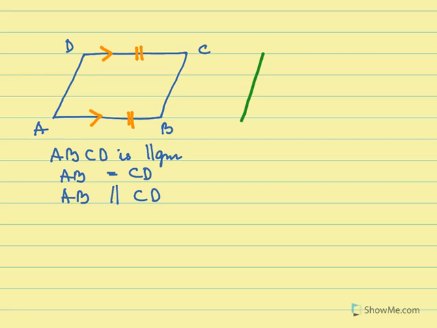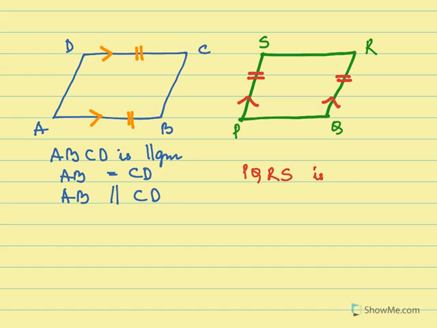The same sides should be parallel as well as equal. Like if I take another example, here if I have say PQRS, and in this PQRS I have one pair of opposite sides, the same ones parallel and equal, now I can say that PQRS is a parallelogram because one pair of opposite sides are parallel as well as equal.